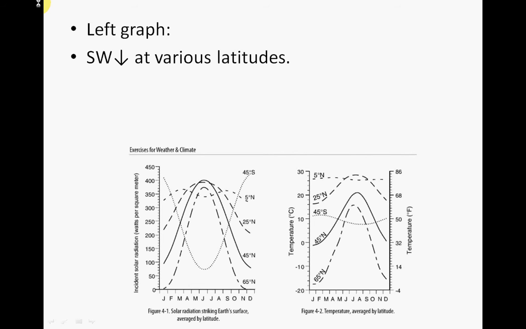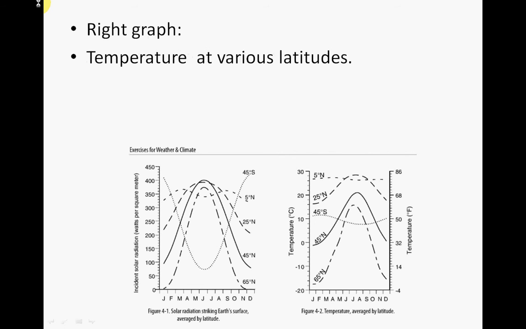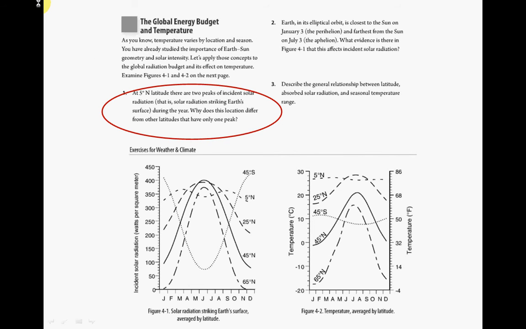Okay, so once you understand the format of that graph, it's not actually so difficult to start figuring out how to answer these questions. But question 1's kind of weird. It says at 5 degrees latitude, there's actually 2 peaks in the incident solar radiation, in other words, the shortwave down during the year. Why does this location differ from other latitudes that only have 1 peak? Let me show you what they're talking about here.